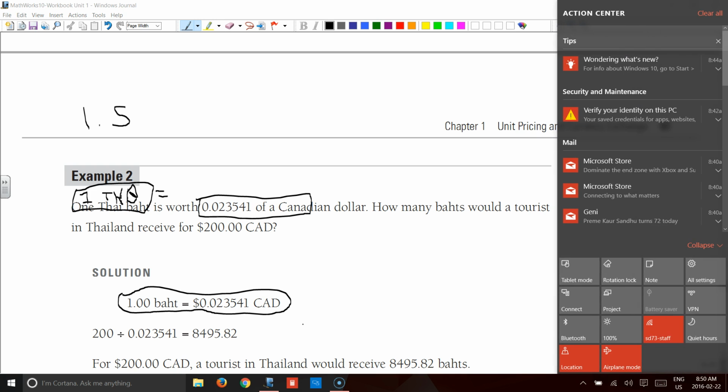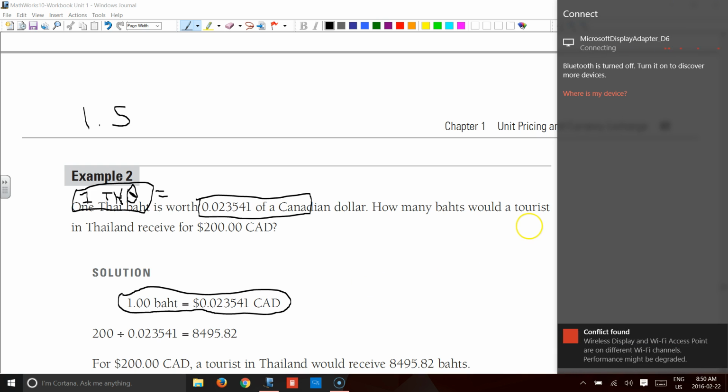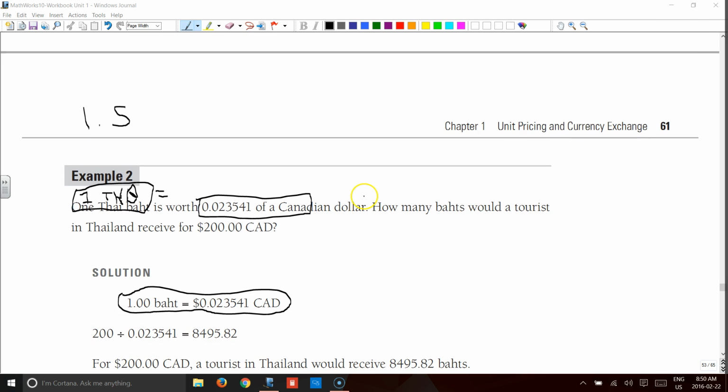Let's just get that screen to connect again. He's about to chuck this. I'm good. We're just having some technical difficulties. I guess computers have Mondays too. They just have Mr. Sandhu.